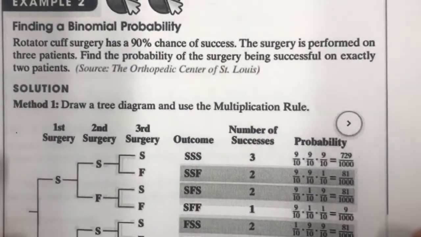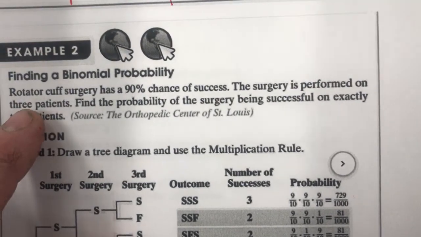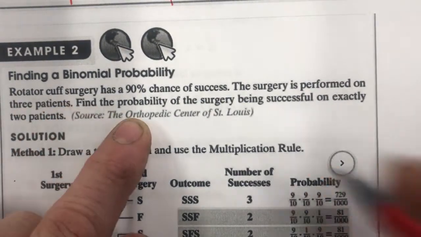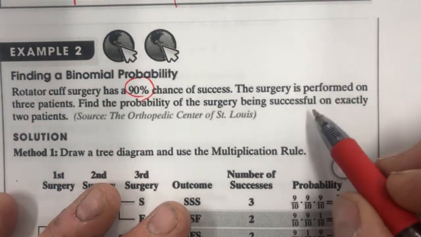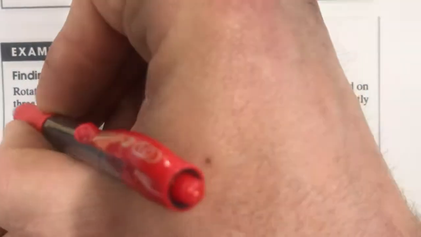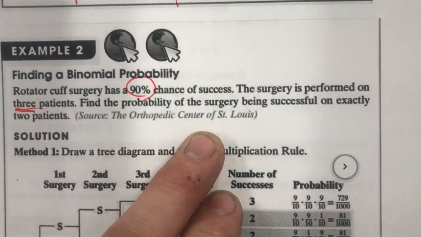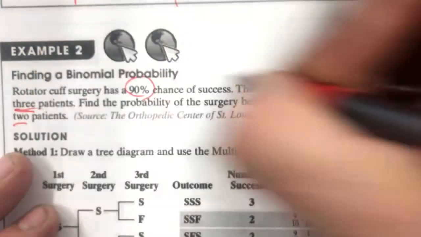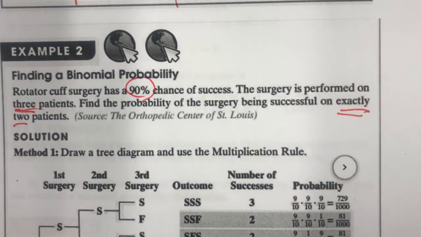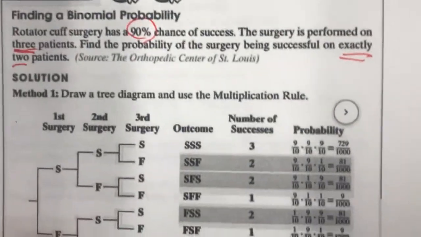This, I don't know if I can get it all on the screen, but rotator cuff surgery has a 90% chance of success. The surgery is performed on 3 patients. So there's 3 patients. Find the probability of the surgery being successful on exactly 2 of them. So exactly 2 of them. What's the probability to have success on 2 of the 3 surgeries?